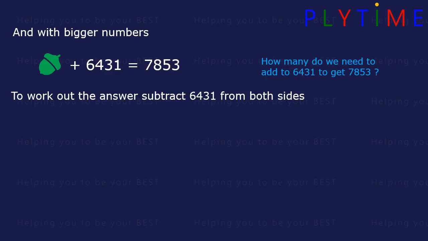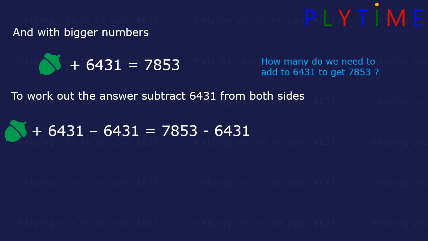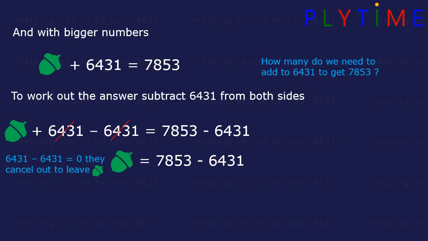To work out the answer, we need to subtract 6,431 from both sides. Let's put it into the equation. 6,431 minus 6,431 is 0. They cancel each other out, leaving the symbol. Now we have to work out the subtraction on the other side. Let's use our columns again.